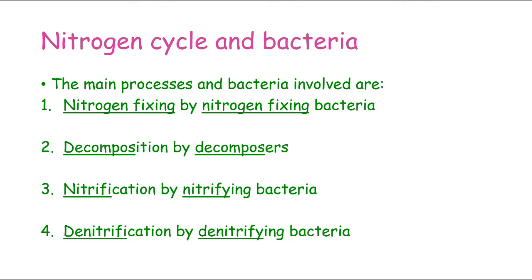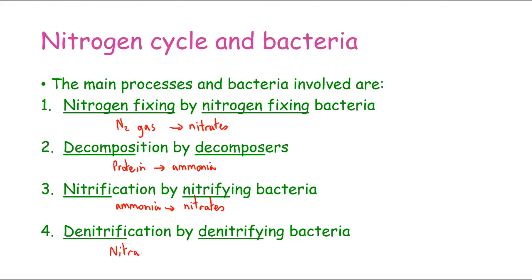Now, let's have a look at what each one converts. So nitrogen fixing bacteria carry out this process where they convert nitrogen gas into nitrates. Decomposition by decomposers converts proteins in dead organic matter into ammonia. Nitrification converts ammonia into nitrates, and denitrification converts nitrates to nitrogen gas.